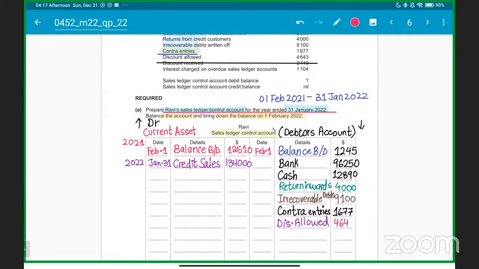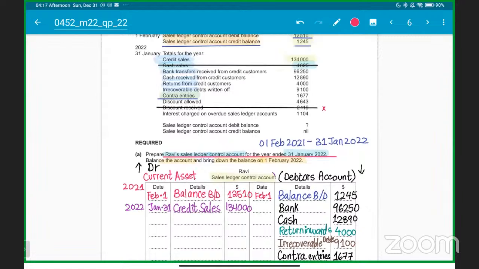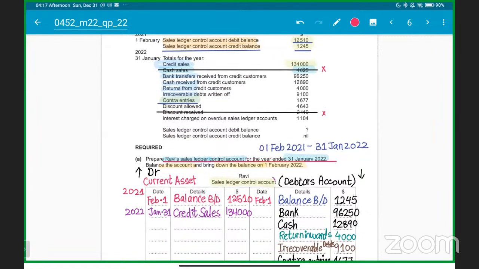Discount allowed is 4,643. Clear on this? Any concerns? Any questions? The discount received will not be taken into account because that will come in the purchase ledger control account. Cash sales you never take into account, that will come in the cash book. We already know cash sales relate to the cash book.